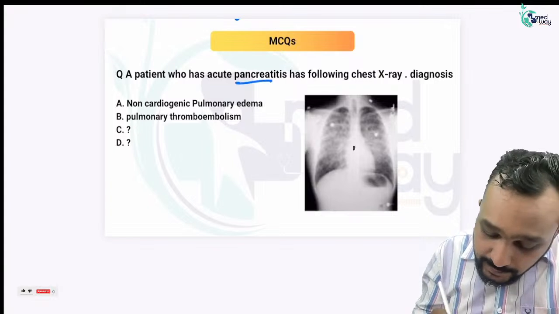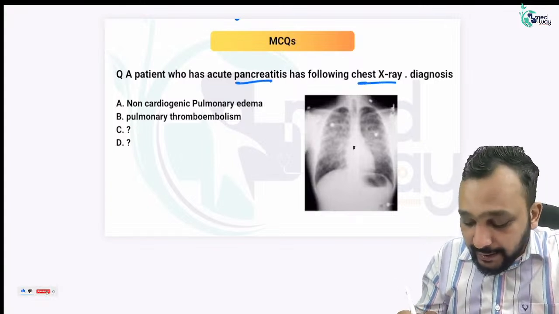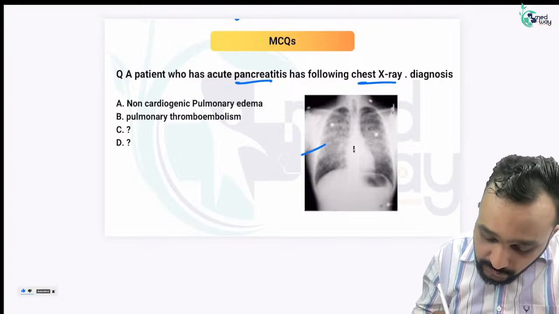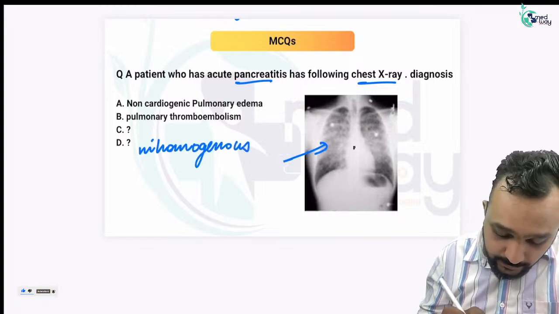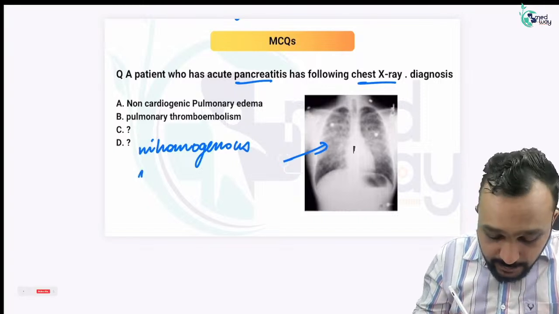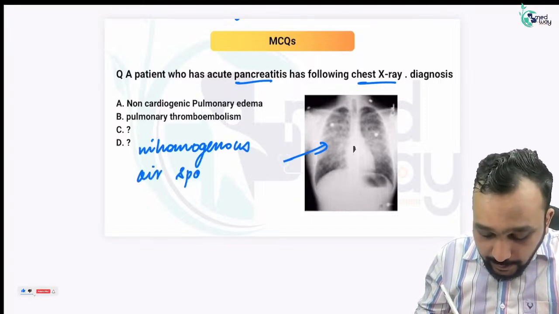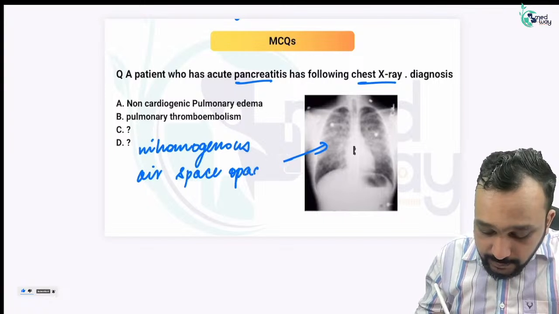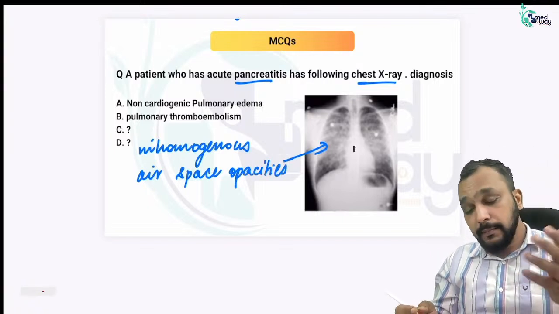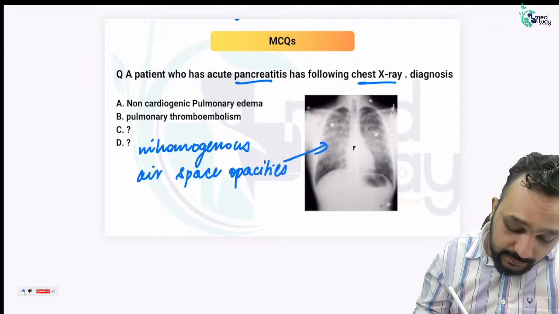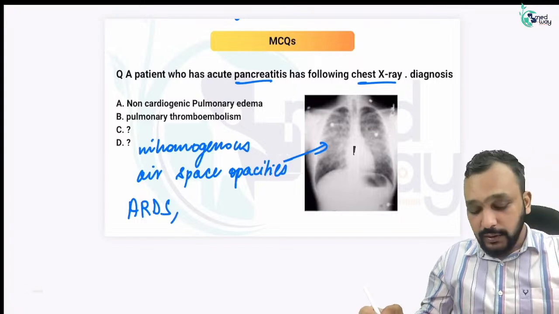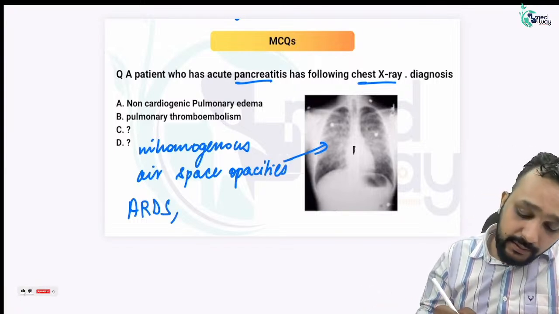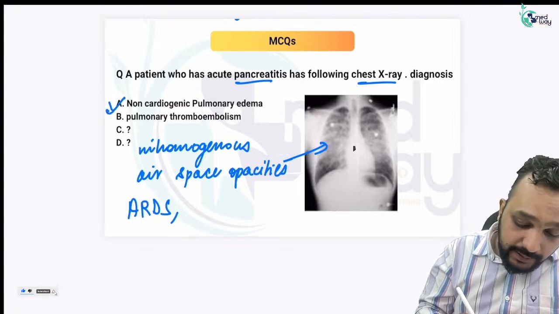A patient with acute pancreatitis was shown with the following x-ray. What is your diagnosis? On this x-ray we can see multiple inhomogeneous opacities scattered in bilateral lung parenchyma. These airspace opacities in a patient with pancreatitis are seen in acute respiratory distress syndrome, also known as non-cardiogenic pulmonary edema.